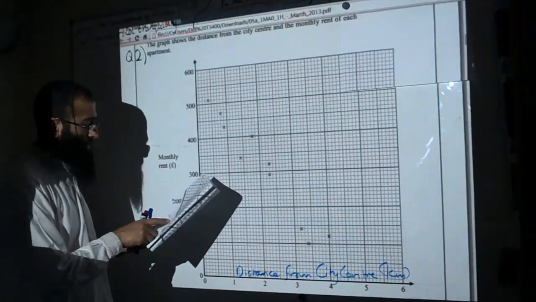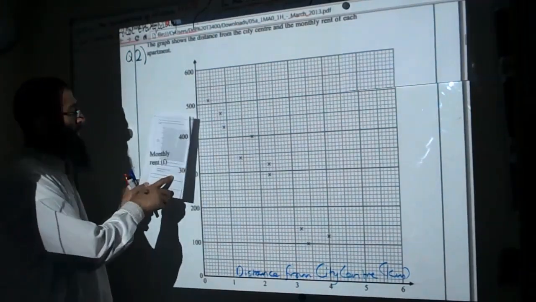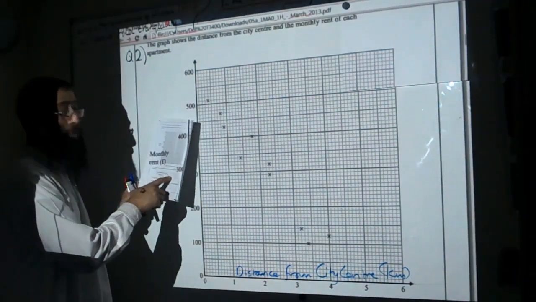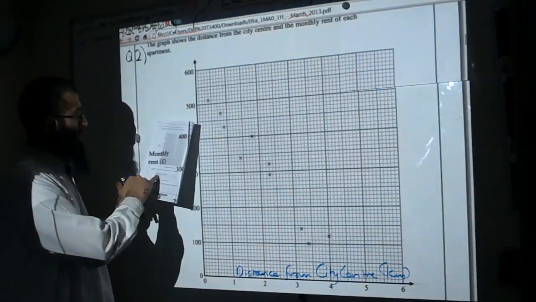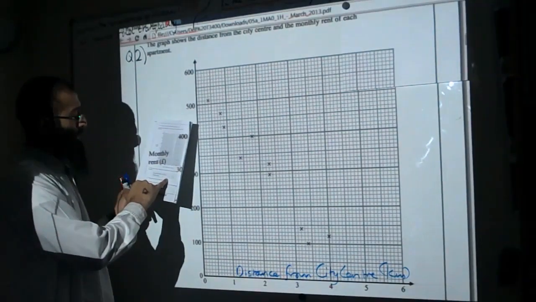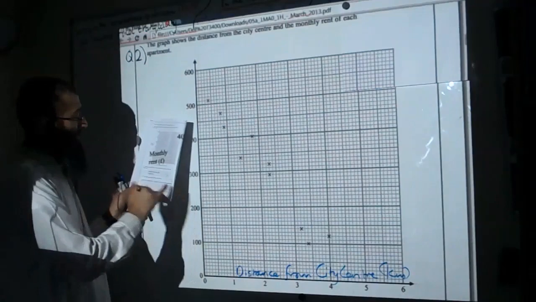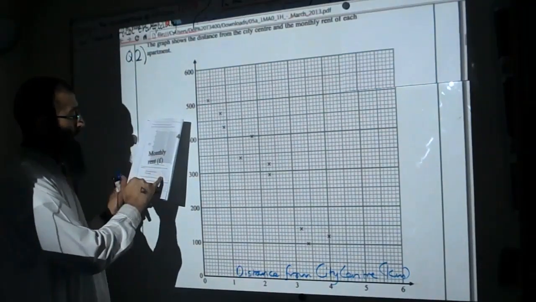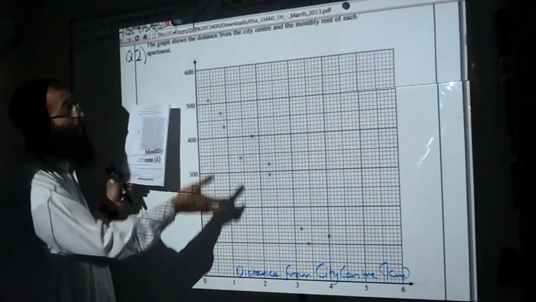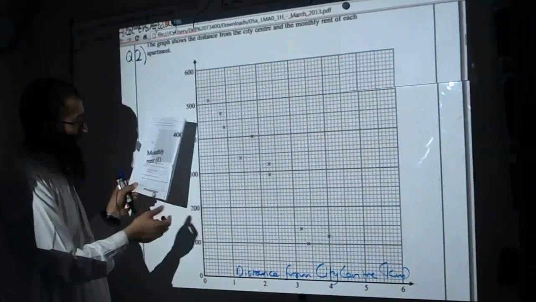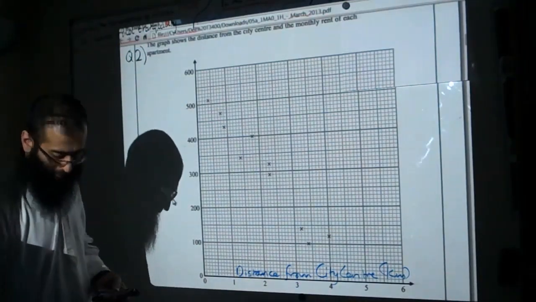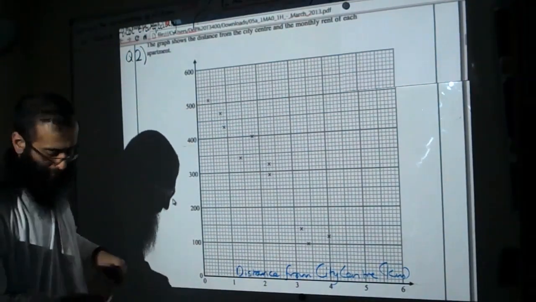So we have the table that shows the distance from the city centre. We have two values to plot. So we have distance 2, and the monthly rent is 250 to plot onto our scatter graph, and one for 3.1, one for 190. I can't move the table up, otherwise I'll lose the graph. So I'll have to just give those to you verbally. Let's go on. 2 and 250.